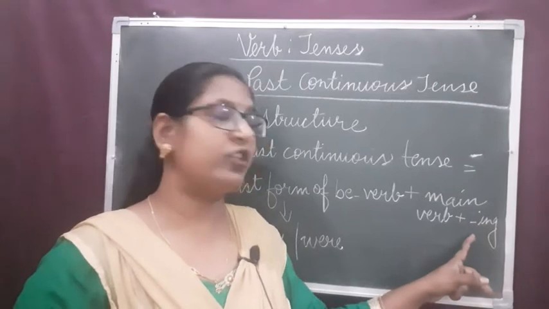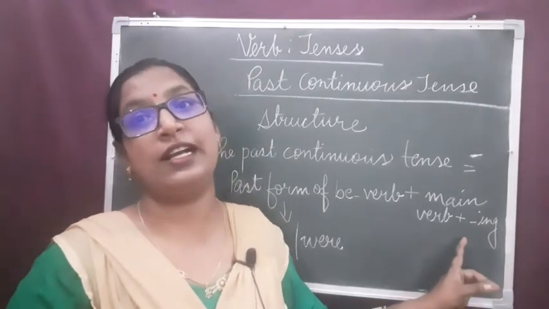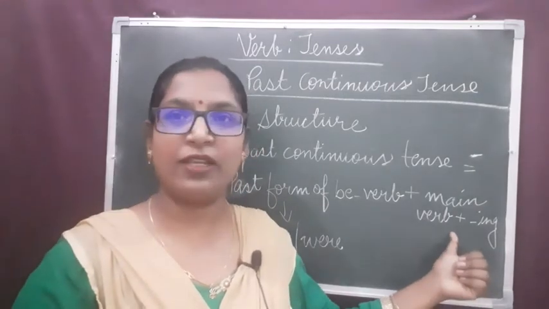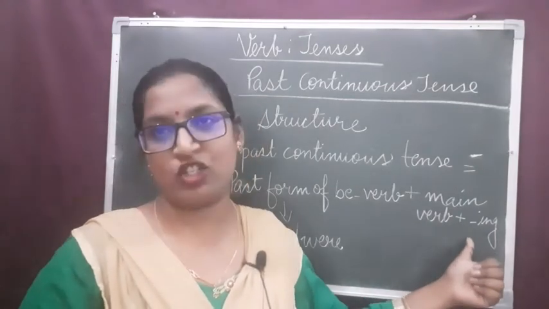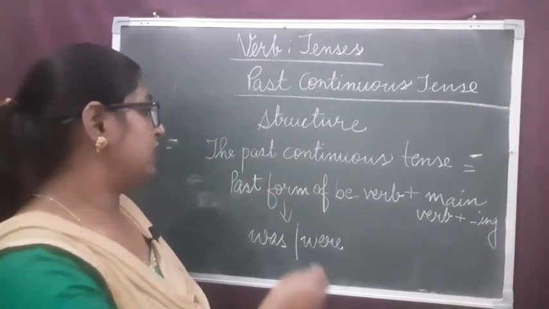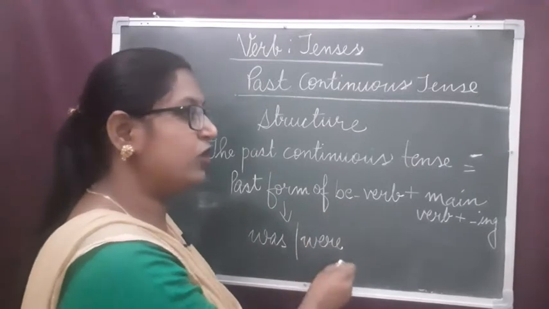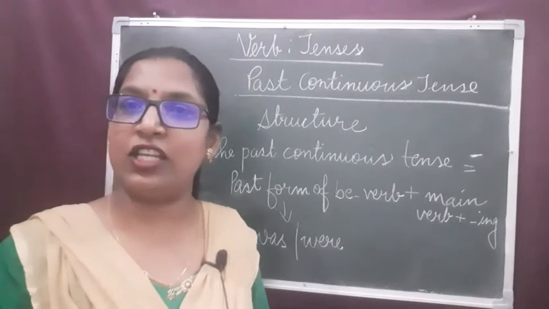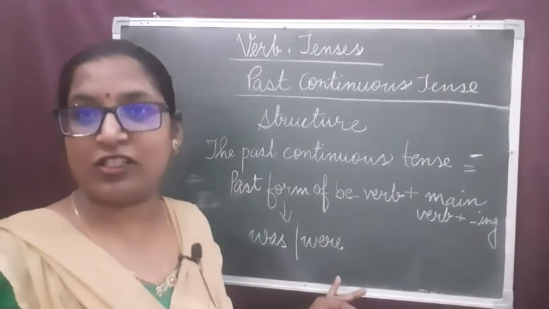We use the progressive form, the ing form of the verb, in continuous tense. In all the continuous tenses, the main verb is always followed by the ing form. Clear? So, the structure is the past form of the be verb, that is was or were, plus main verb plus ing. Dear children, we know the use of was and were.